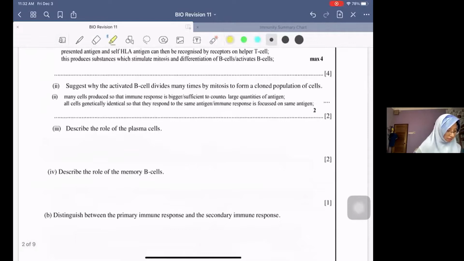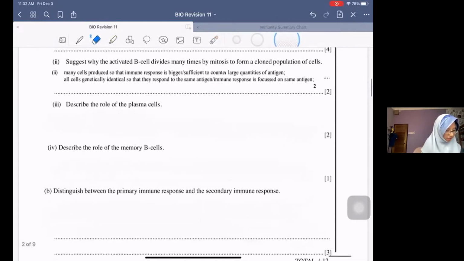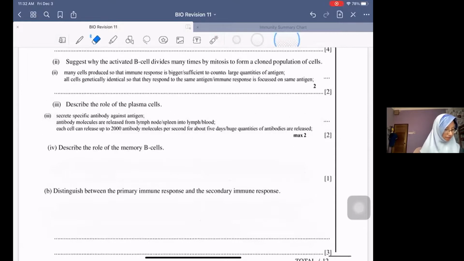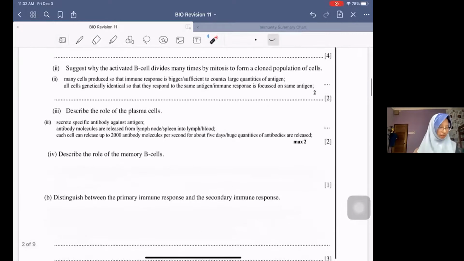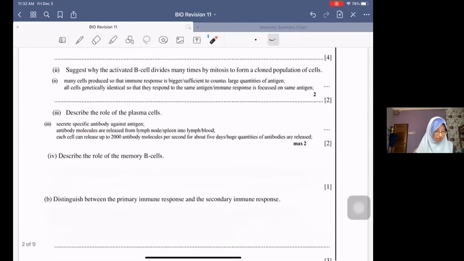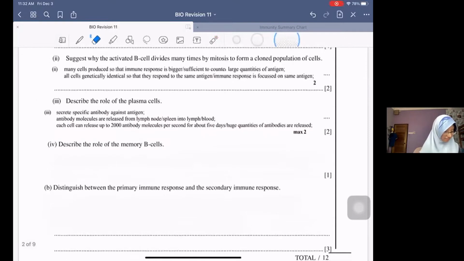And next question, describe the role of plasma cells. So plasma cells secrete antibodies against antigens. You have to be specific, you have to mention that. And then you also have to mention the antibodies will be released to lymph and blood. So down here, you don't have to write, never mind, it's just extra info. I also won't write on because I can't remember, but I'm not supposed to remember.